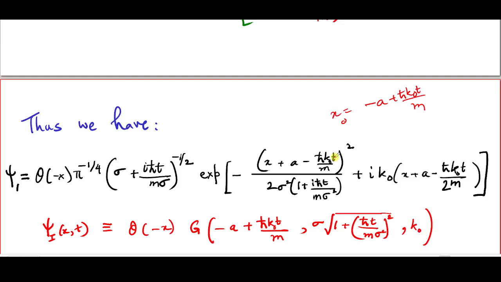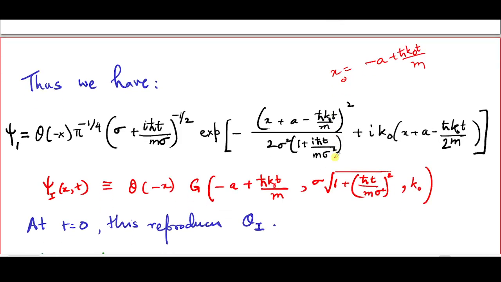Also, and this is very important, at t equal to 0 this reproduces exactly theta I, which is why we chose a to be 1 by root 2 pi in the first place. What we have written here is, apart from the theta minus x, psi I of x, t, this psi 1 which we now identify as psi I, is a Gaussian with center at minus a plus h cross k naught t by m and a sigma which is given by this effectively. And also it has a momentum, or wave number, k naught, saying that it's traveling to the right.